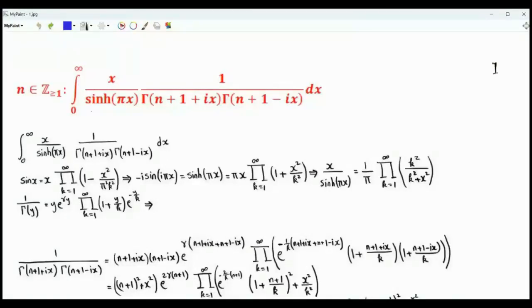Bismillah ar-Rahman ar-Rahim. We are interested in this integral involving the hyperbolic sine and the gamma functions. The integral is parameterized by the positive integer n. We are interested in obtaining the value of this integral as a function of n.